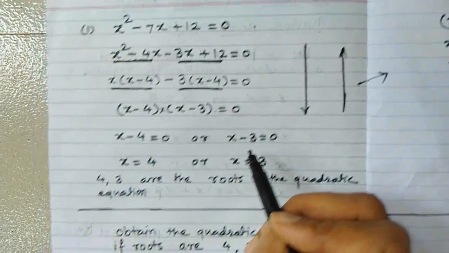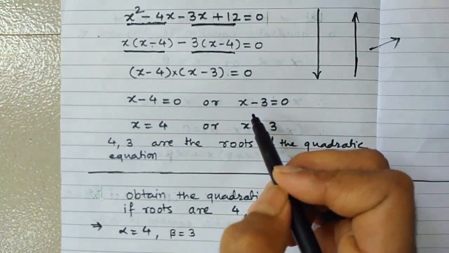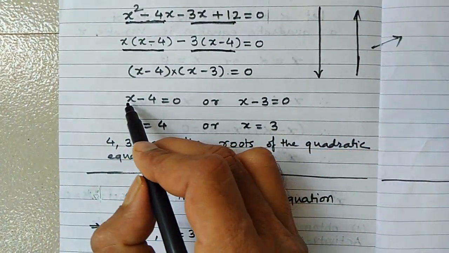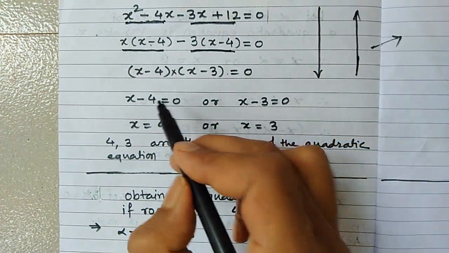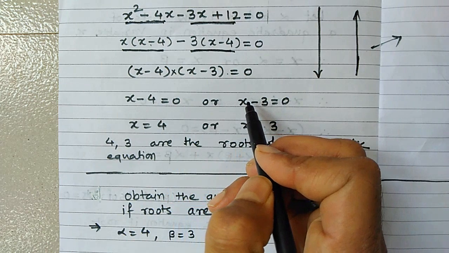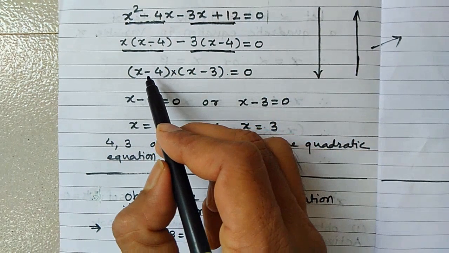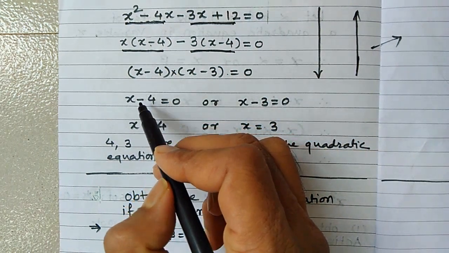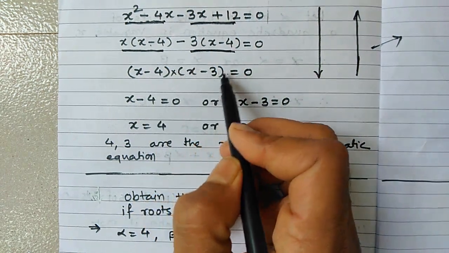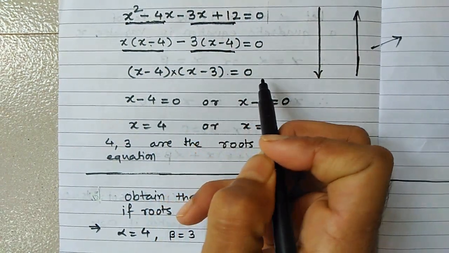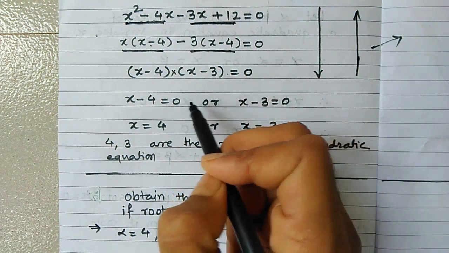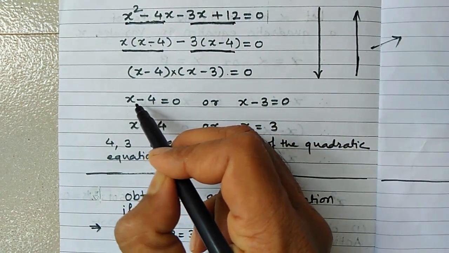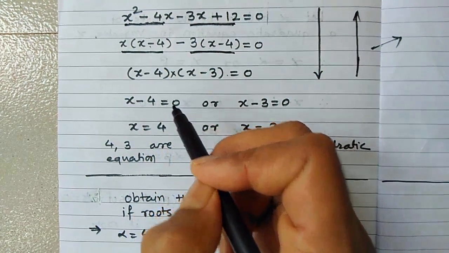Now write down the separate equations: x minus 4 is equal to 0 or x minus 3 is equal to 0. How can we write this? See, write x minus 4 as it is. Now transpose the whole bracket x minus 3 to the right side. What happens? 0 upon x minus 3. 0 upon anything means it is 0. That's why we write x minus 4 is equal to 0.